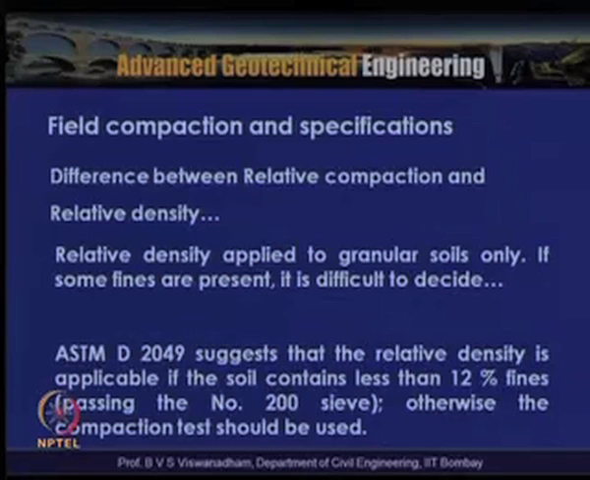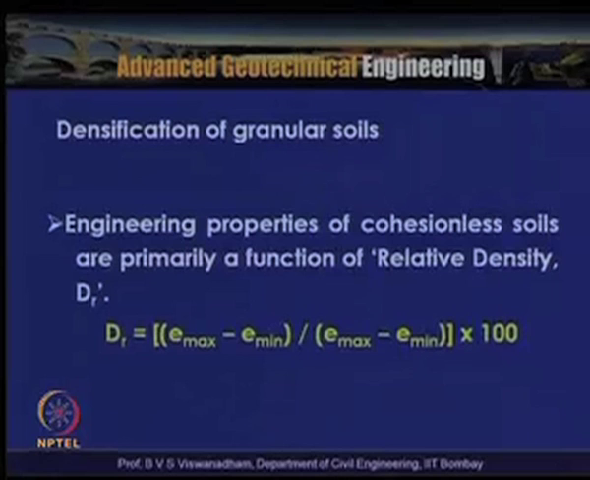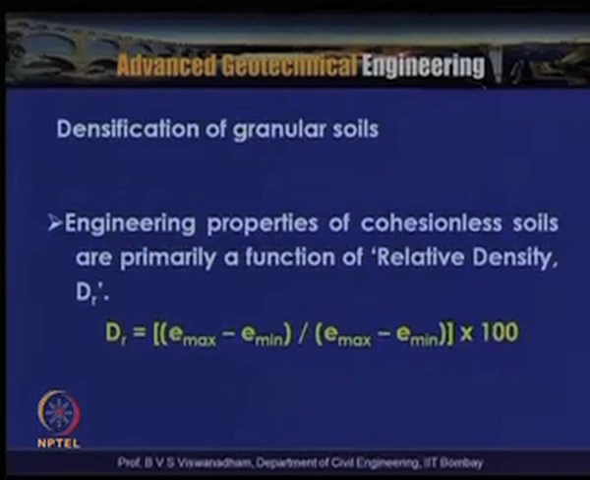Relative density is basically defined through the interrelation between maximum void ratio, minimum void ratio and in situ void ratio. It is wrongly written here; the relative density is nothing but (e max minus e) divided by (e max minus e min), times 100. The engineering properties of cohesionless soils are primarily a function of relative density, Dr.